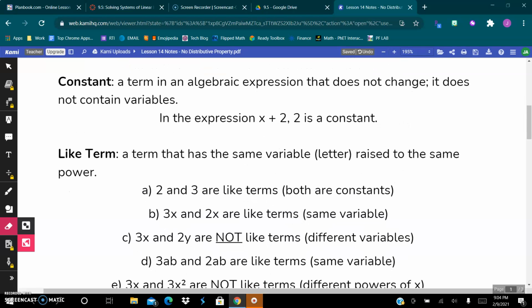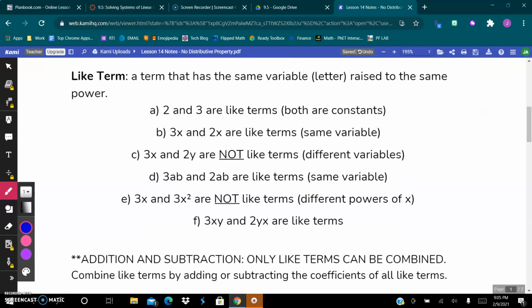Constant is a term in an algebraic expression that does not change. That means it does not include a variable. So in this expression, x plus 2, 2 is the constant because it's always going to be plus 2. It stays plus 2. We can plug any number we want in for x, but we're always going to have that plus 2, that positive 2 at the end. So that's our constant. It stays the same.